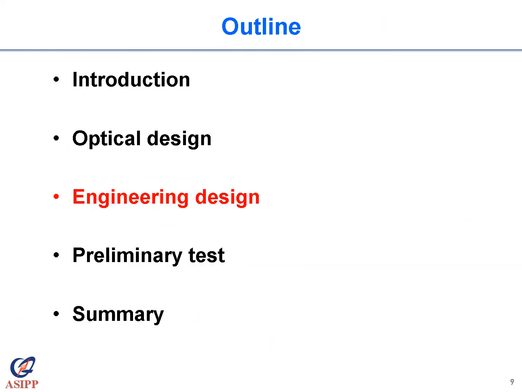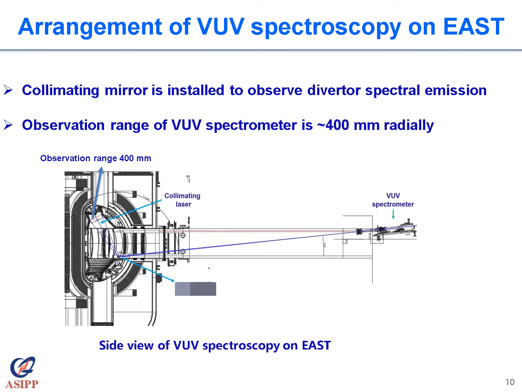And we will go into the next part, the VUV spectroscopy engineering design. The VUV spectroscopy is installed at the backside of a vacuum expansion chamber on EAST, and the collimating mirror is installed between plasma and the vacuum expansion chamber to observe the divertor region about 400 millimeter radially.